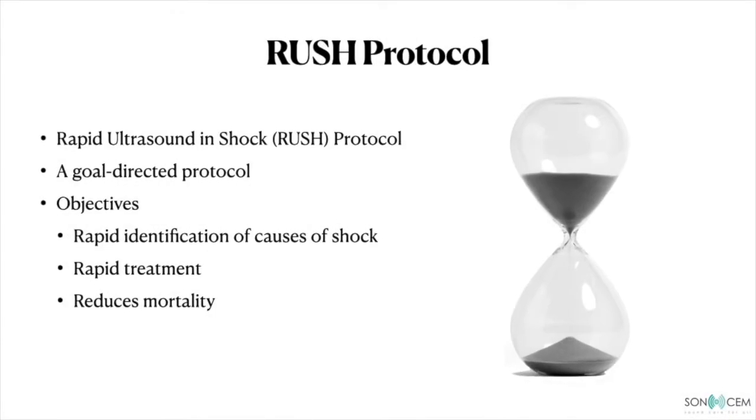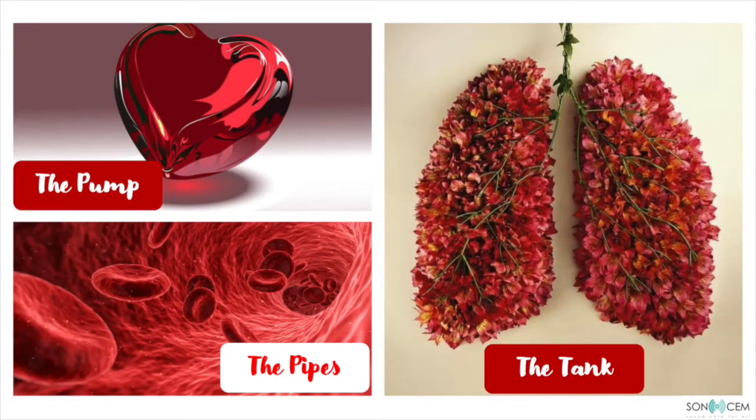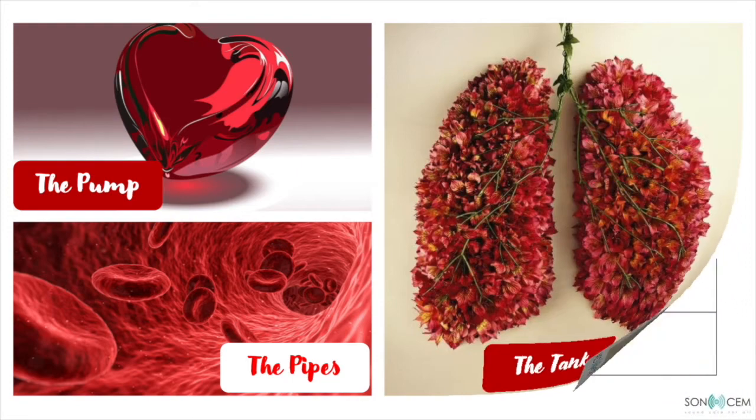So RUSH, which stands for Rapid Ultrasound in Shock Protocol, is a goal-directed protocol with the objective of rapidly finding the cause of shock and treating it, hence reducing the patient's mortality. This protocol is an assessment based on three physiological systems, which are the pump or the heart, the tank, which involves the lungs and also the abdomen, and the pipes, which comprise the arterial and also venous system.